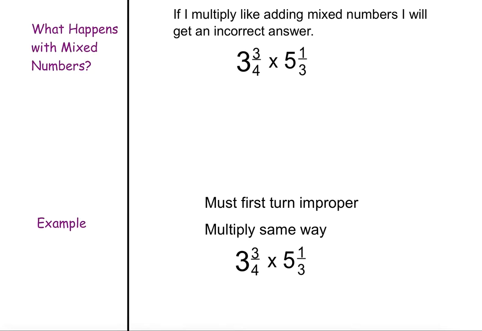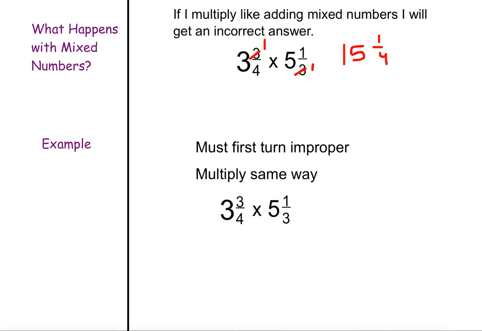So let's look at what happens with mixed numbers. If I multiply like I'm adding a mixed number, I will get the incorrect answer, because watch what happens. If I leave this and say, well, this and this can simplify, so this is 1 and 1, and now I multiply. 3 times 5 is 15, 1 times 1 is 1, 4 times 1 is 4. We need to first turn them to an improper fraction, always.